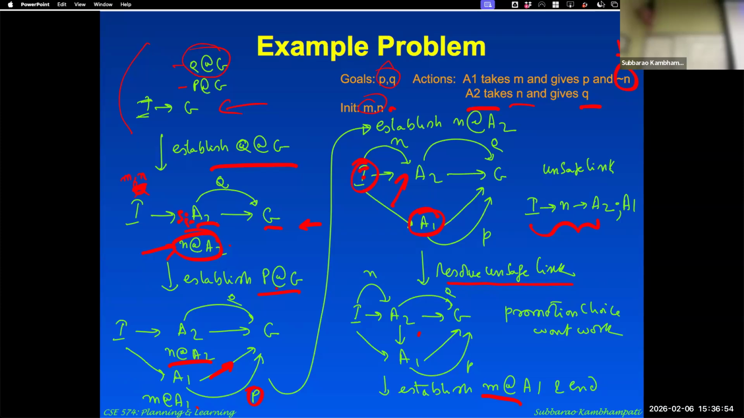Okay, so that's basically plan space planning. Any other questions on this? If A1 was not a threat, then we would have just left it like that and we could have done either order, right? Yeah, pretty much.